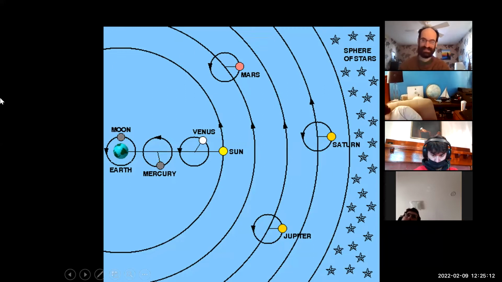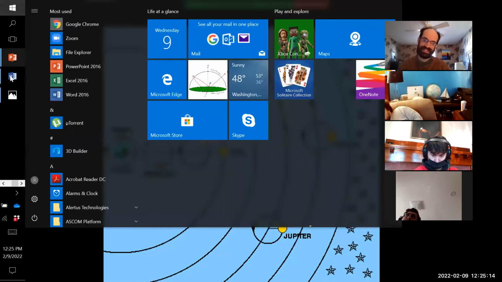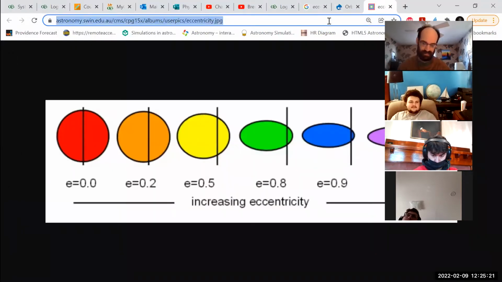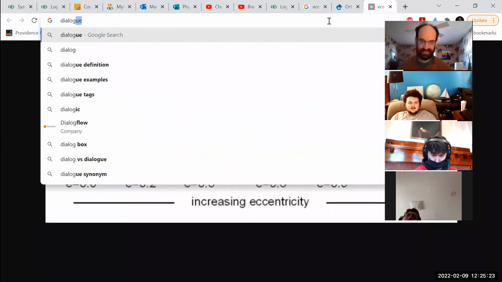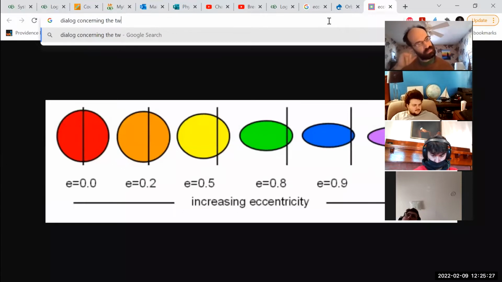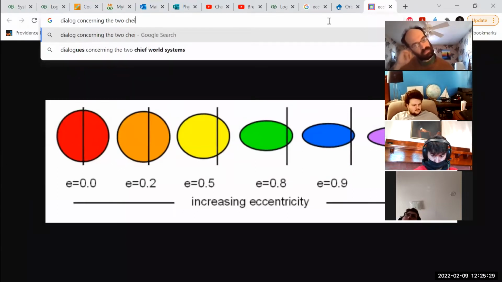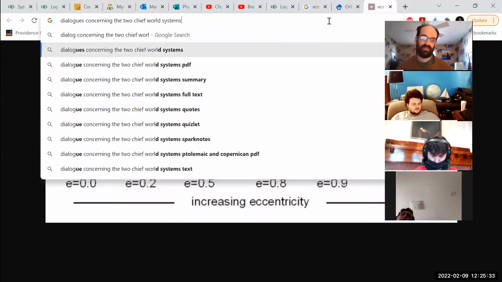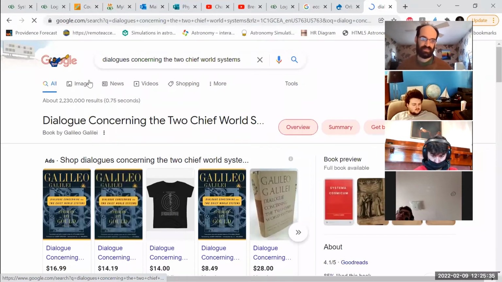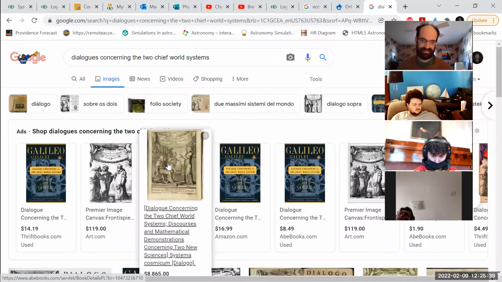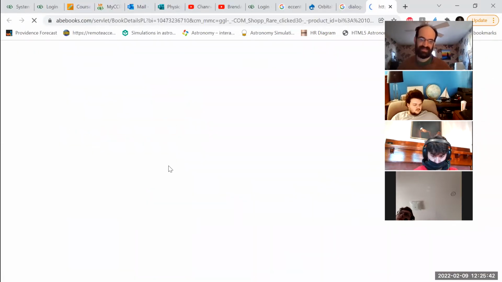So here's what Galileo decides to do. Very clever of him. He wrote a book, and let's see if we can find the front page of his first folio. Dialogue Concerning the Two Chief World Systems.